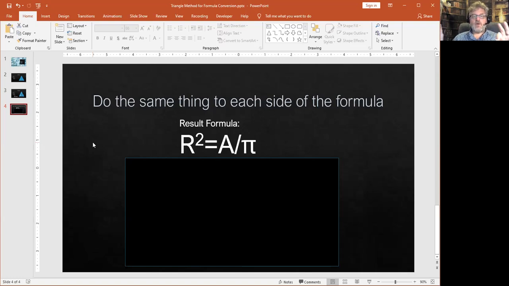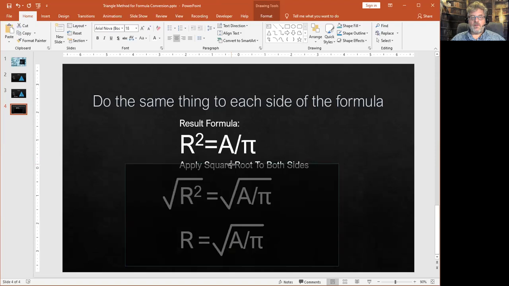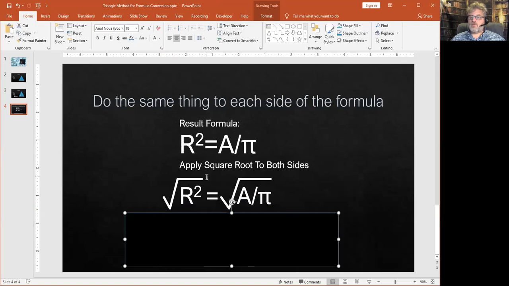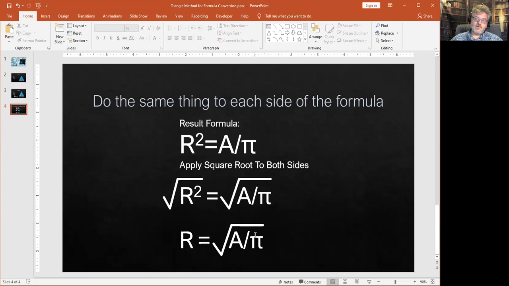So if I'm stuck with pi r squared is equal to A divided by pi, I need to apply the square root to both sides. So there's my formula. I apply square root to both sides, and there's my square root function. The square root of r squared is simply r. The square root of A divided by pi, I can use a calculator for. So my resultant formula looks like this. R is equal to the square root of the area divided by pi.